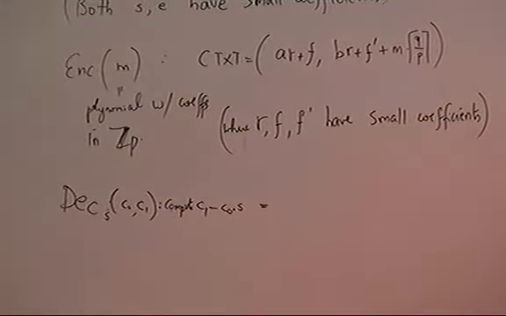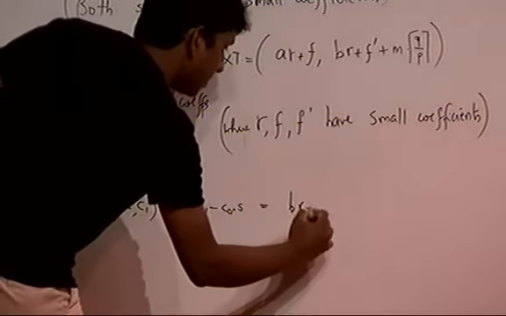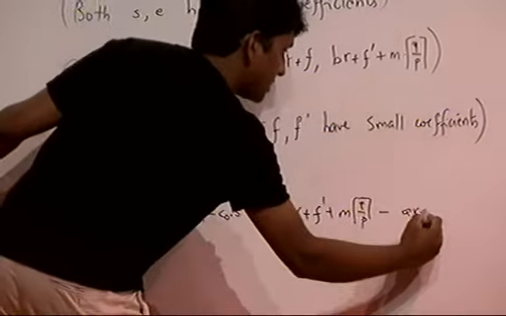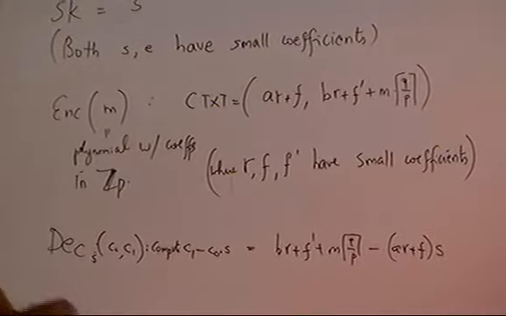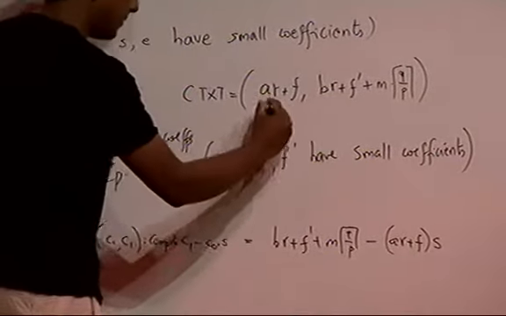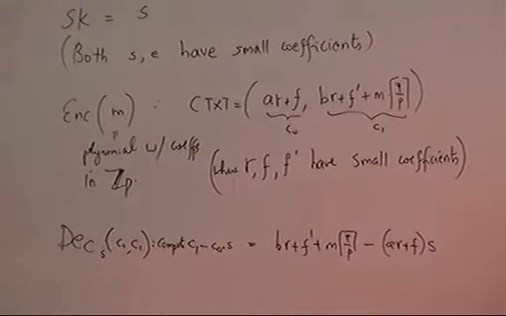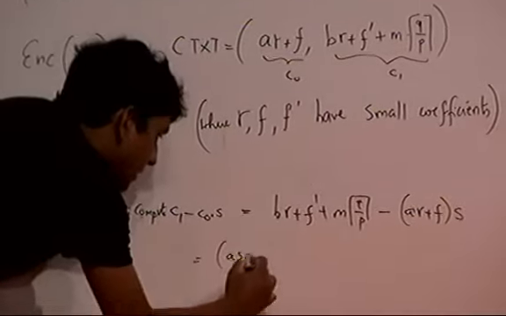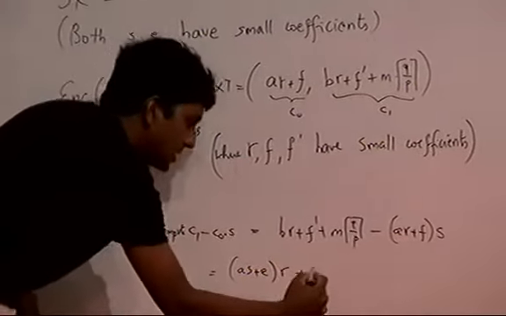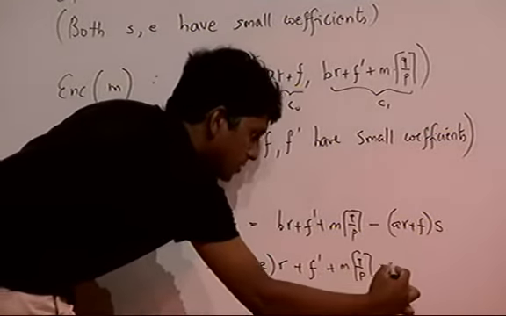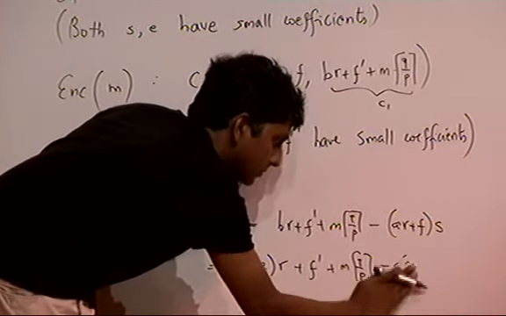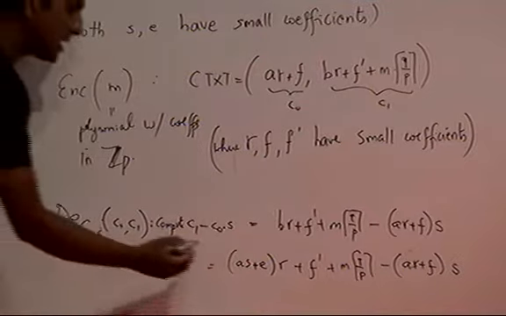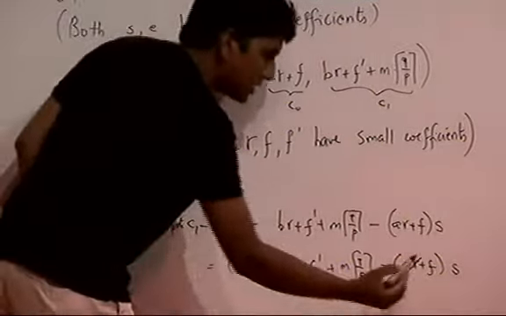What is this polynomial? It's B times R plus F prime plus the message, minus C0, the first component, times S. I just rewrote C0 and C1 with their expressions. Now let me substitute for B. B is A times S plus E. So I get (A times S plus E) times R plus an error plus the message, minus (A times R plus F) times S. There is a common term, A times S times R, which cancels out.